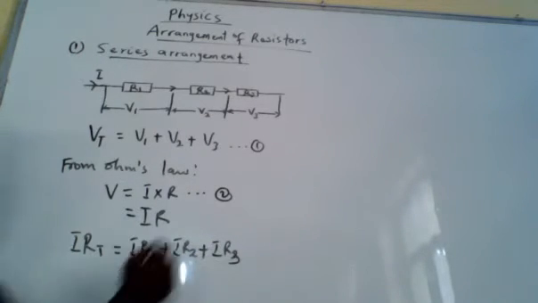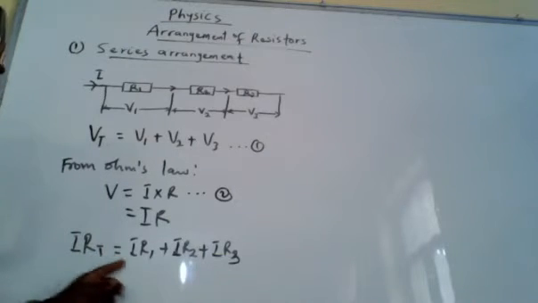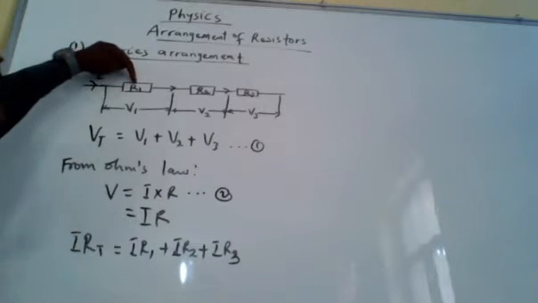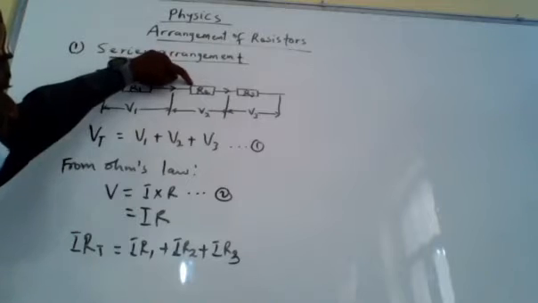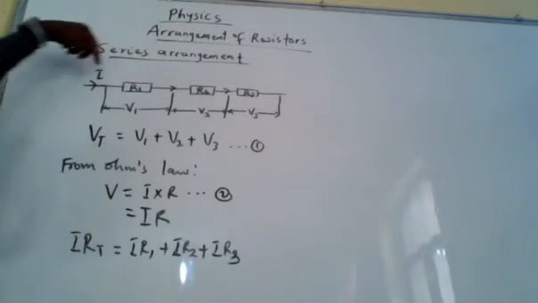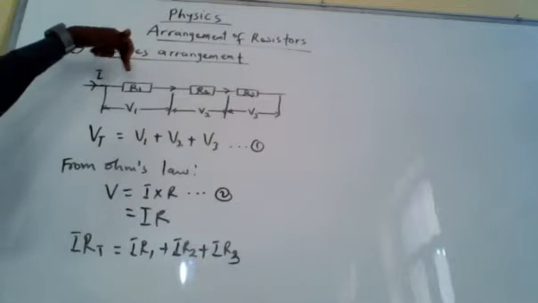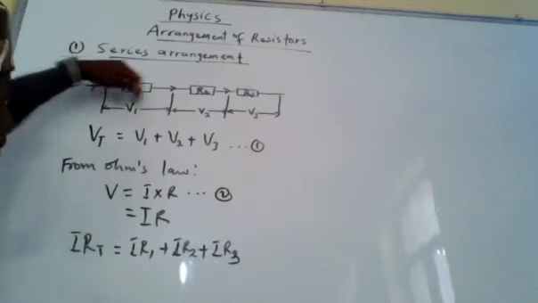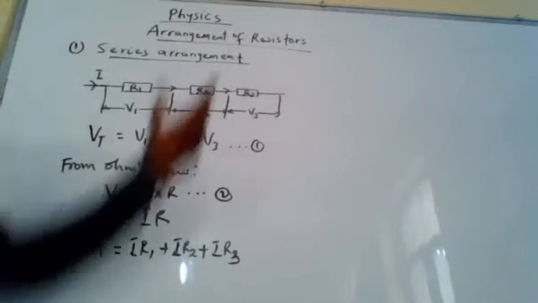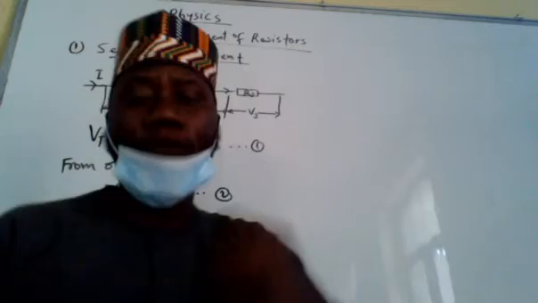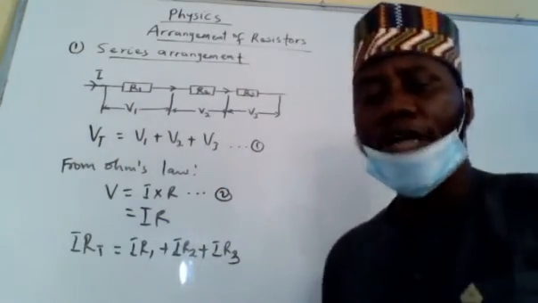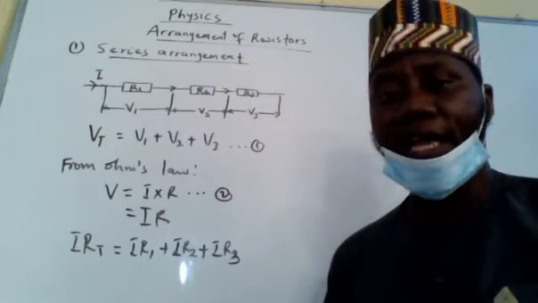Now watch out for something. I have my current to be constant. In this circuit, current is constant. The current that enters into R1 is the current that enters into R2 is the current that enters into R3, meaning that the current is constant. And in this circuit, I have R1, R2, R3. They are not the same. I have V1, V2, V3. They are not the same. It means that the voltage is changing and the resistance is also changing. But what remains constant is the current.